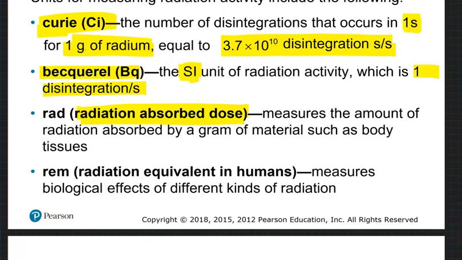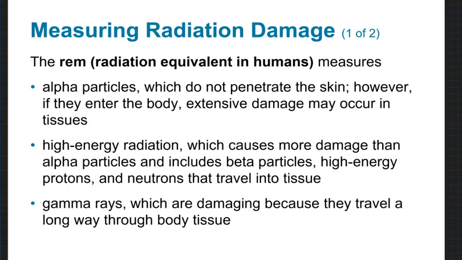So, radiation equivalent in humans, it's not just absorbed dose, but as we just figured out, the dose of alpha radiation, if my skin absorbs alpha radiation, versus beta radiation, those are 2 different things. Okay? So we are interested in the damage. Make sense?